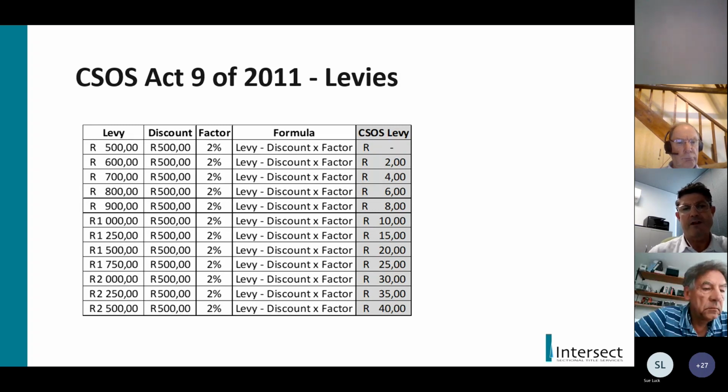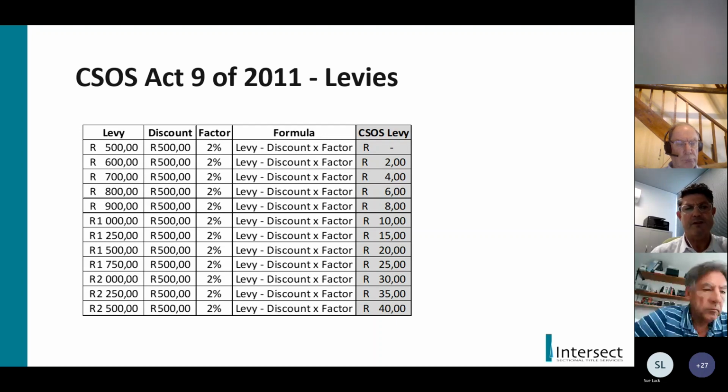CSOS levies: you'll see on the screen a very simple schedule indicating how CSOS levies are calculated. If you take the very first line, let's say the levy is 500 Rand. Please note that when we talk about the levy here, we're talking about the primary levy, so this is not exclusive use area levies or special levies or any of those kinds of levies. This has purely to do with your normal admin levy. So if the levy is 500 Rand, your discount is 500 Rand.